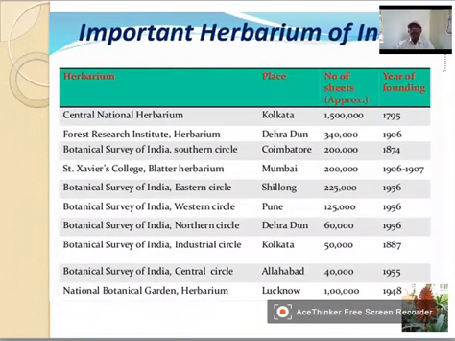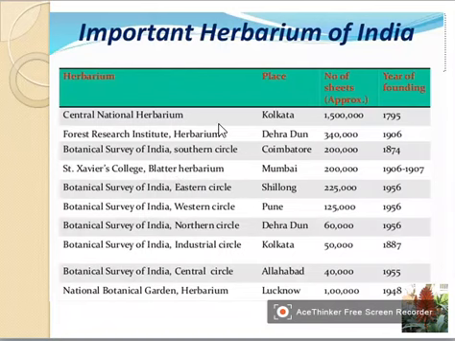Now, the last: important herbaria of India. Central National Herbarium, Kolkata; Forest Research Institute Herbarium, Dehradun; Botanical Survey of India, Southern Circle, Coimbatore; St. Xavier's College, Blatter Herbarium, Mumbai; Botanical Survey of India, Eastern Circle, Shillong; Botanical Survey of India, Western Circle, Pune; Botanical Survey of India, Northern Circle, Dehradun; Botanical Survey of India, Industrial Circle, Kolkata; Botanical Survey of India, Central Circle, Allahabad; National Botanical Garden Herbarium, Lucknow. These are the important herbaria of India.